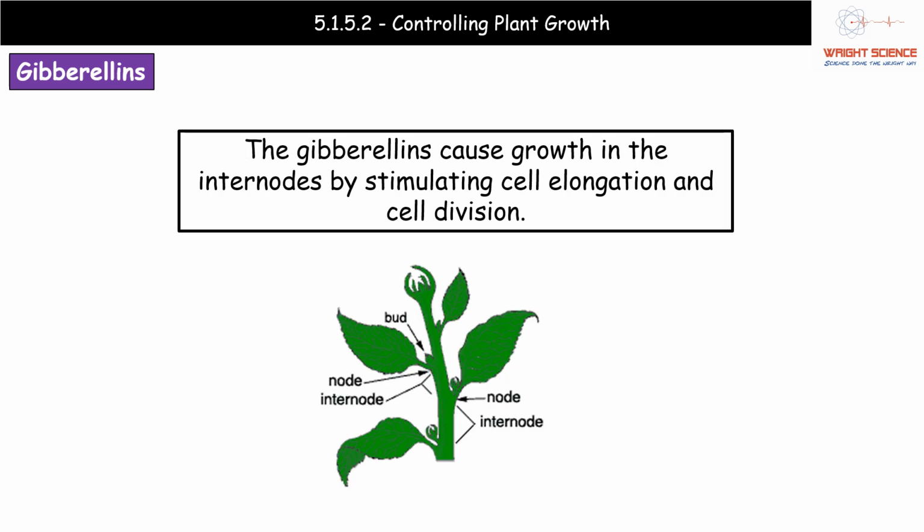So the second aspect that the gibberellins have some kind of control over is obviously the stem elongation. And the way they cause this growth is actually in these regions called the internodes. When you're looking at a little plant, I've given you a diagram here to hopefully make it a bit clearer, then the nodes are pretty much where you get the branches or the leaves coming off. And the internode is the region between two nodes basically. And what we find there is that the gibberellins actually cause that cell elongation and cell division in that internode region, which is then what causes the stem to get longer.